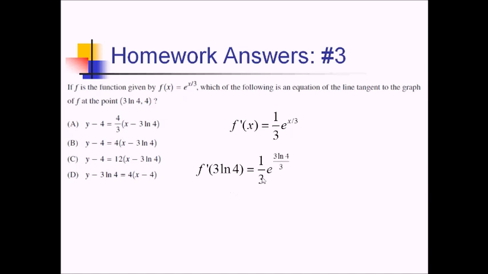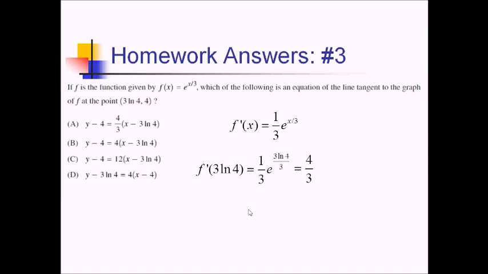So if I do that, I've got 3ln of 4 over 3 in the exponent. 3's are going to cancel. That's just e to the ln of 4, which is just 4, because the e and the ln cancel out. So altogether, you have 4/3 for the slope.